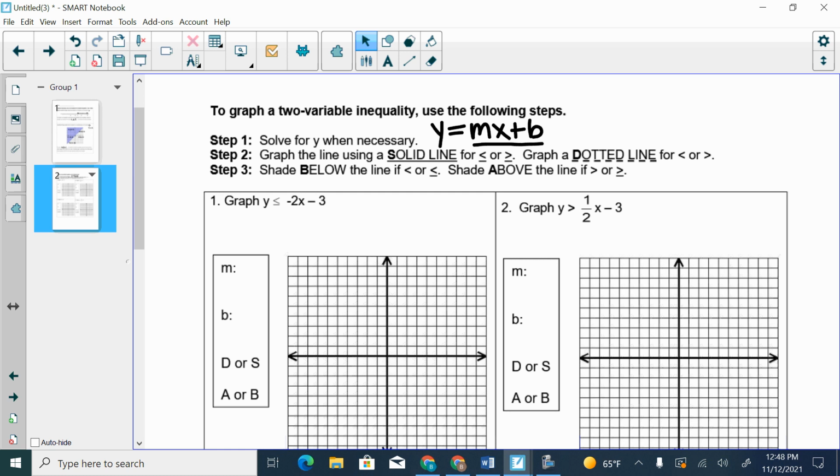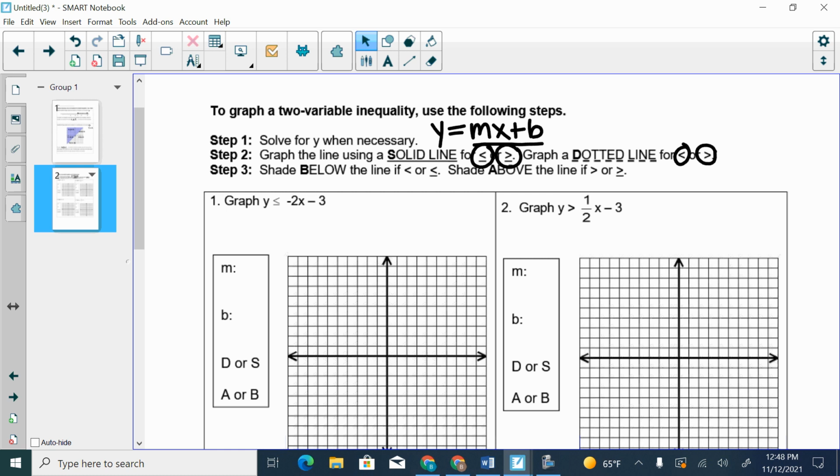Our m, or our slope, tells us how much up and over we're going to go for every single point. Now this is where the inequality comes into play. If you have a solid line, that means you must have had an inequality with the equal to sign. If your inequality does not have an equal to sign, the line that you use to connect all your points is going to be a dotted line, because we don't want to actually include the line, just everything above or below it.